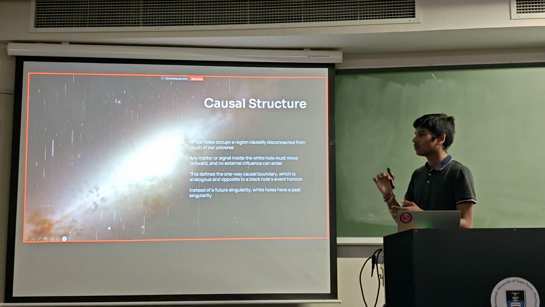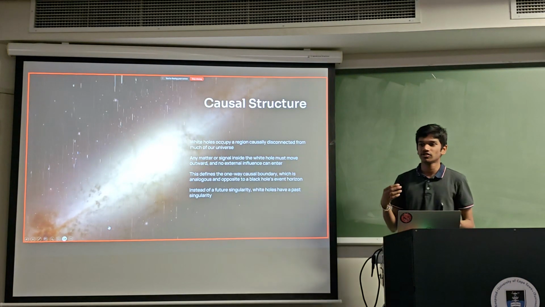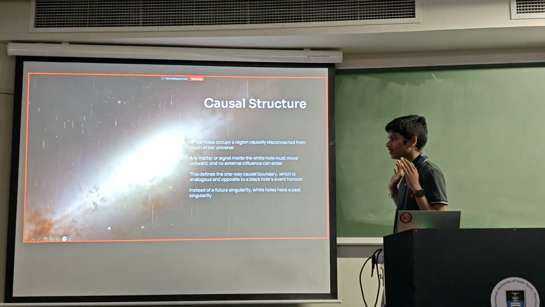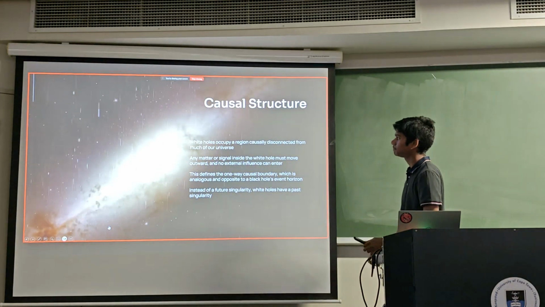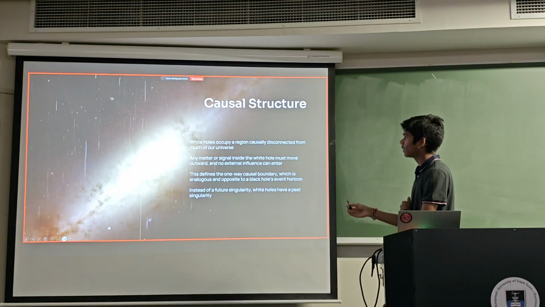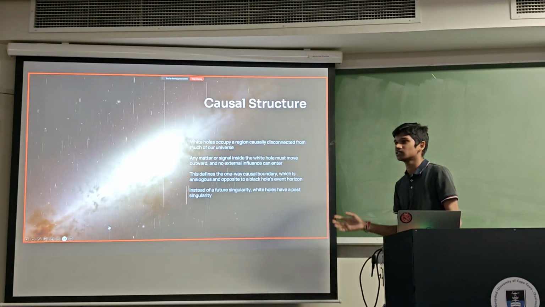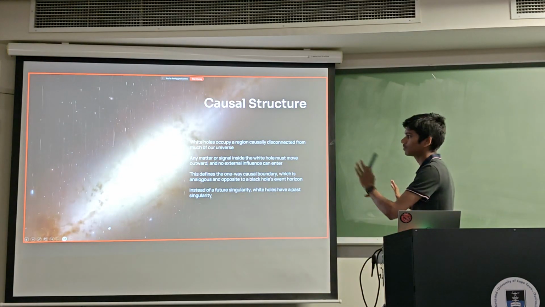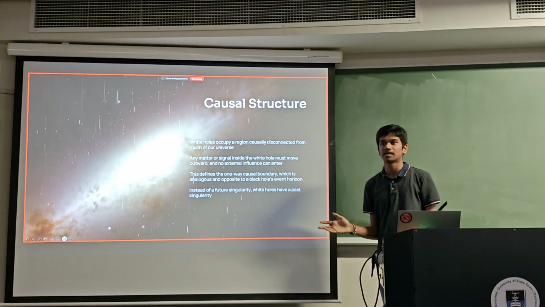Now, let's talk about their causal structure. You remember I mentioned that with black holes you can enter but you can't leave, and you will be forced towards the point singularity. In the case of white holes, firstly, they're causally disconnected from most of the universe, and this can be easily seen if you put up the Penrose diagram and start drawing light cones everywhere.